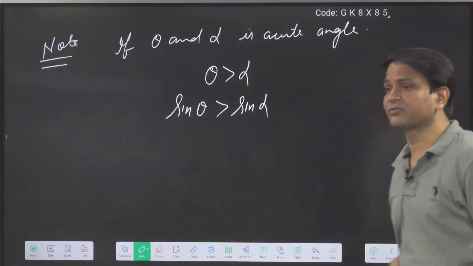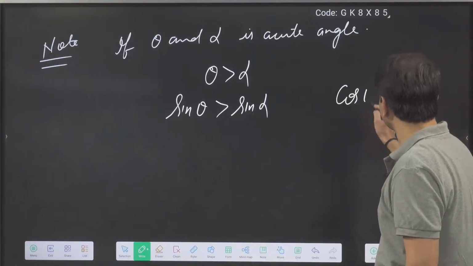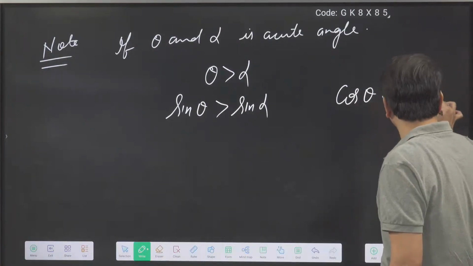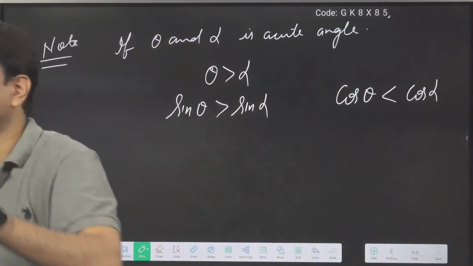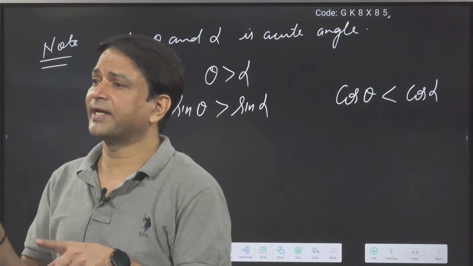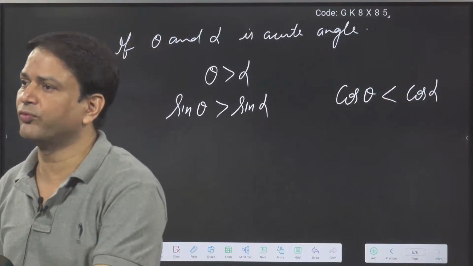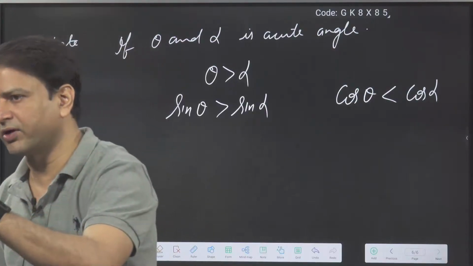But suppose we are applying cos. Then cos theta will be less than cos alpha. Why? If the angle is more, then cos theta will be lesser. So when you apply the cos on both sides, you will reverse the inequality. But when you apply the sine on both sides, the inequality will remain the same.